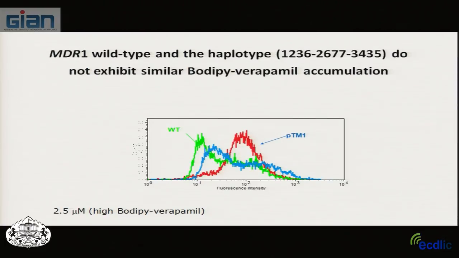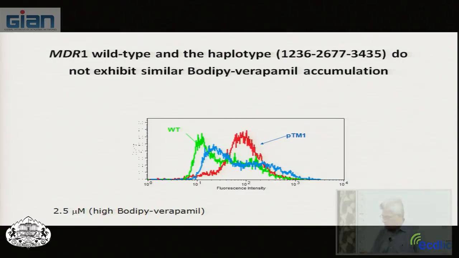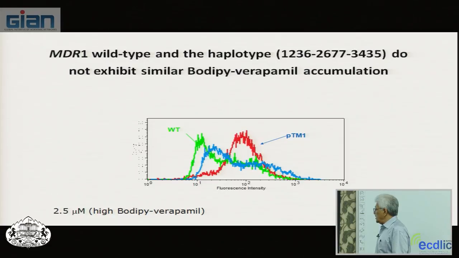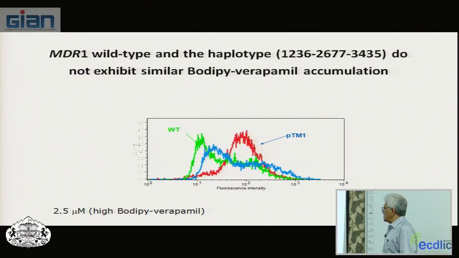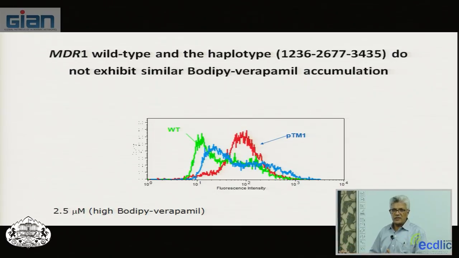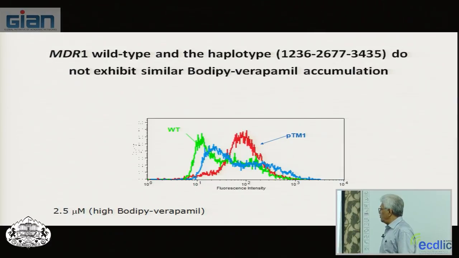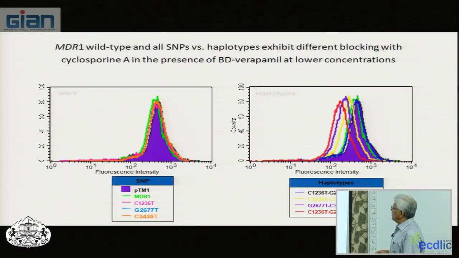But when you look at the transport now, we can use multiple fluorescent substrates. We discussed almost as many as 20 to look at transport function. So here we use BODIPY verapamil as the substrate. And when it gets pumped out, it will have lower fluorescence, as you can see with this wild type. The PTM1 is the vector we use for vaccinia virus. So you have no P-gp there, so you have the highest fluorescence. And then this blue one, which is the haplotype, shows it has a decreased efflux function when you use BODIPY verapamil.